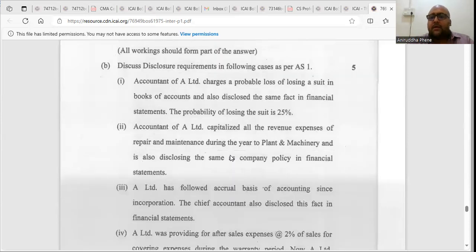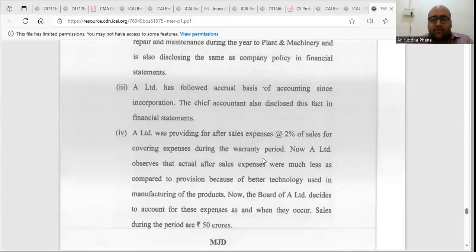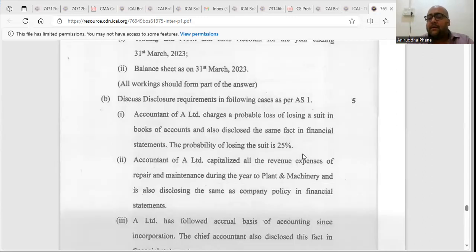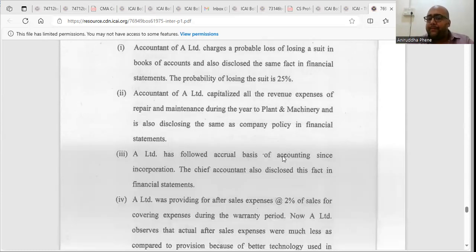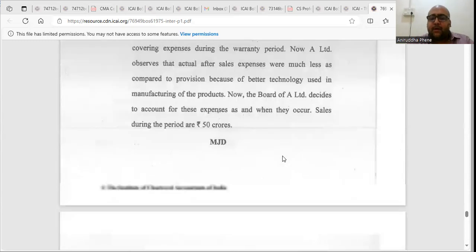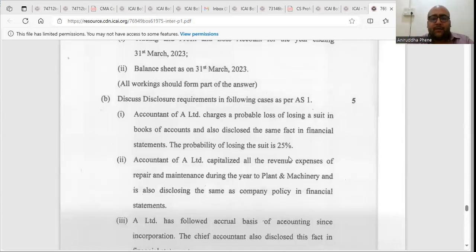Next is disclosure requirements as per AS 1. This would be one of the easiest sums, because AS 1 is supposed to be the easiest standard. How to disclose? You have to answer accordingly, how the notes will appear. So I don't think that is a difficult thing. They have asked it for how many marks? 5 marks.